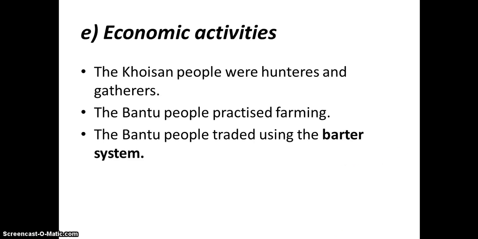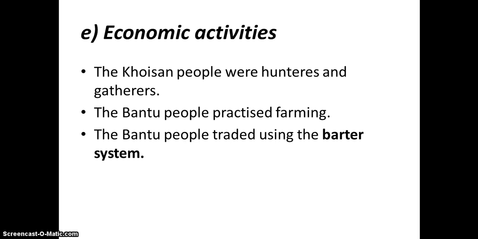And economic activities, when you look at the Khoisan people, like we said, Khoisan people were hunters and gatherers. The Bantu people practiced farming, we mentioned that, but here's one thing we didn't mention. The Bantu people traded using the barter system. What is the barter system? A barter system is a way of trading wherein you exchange things.